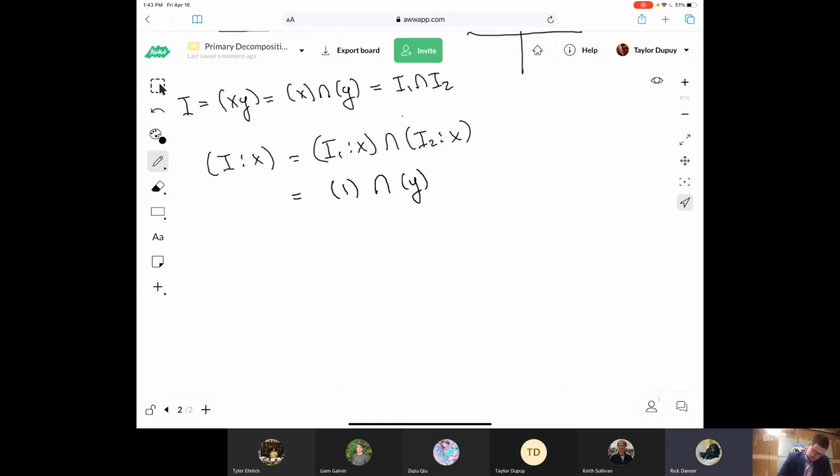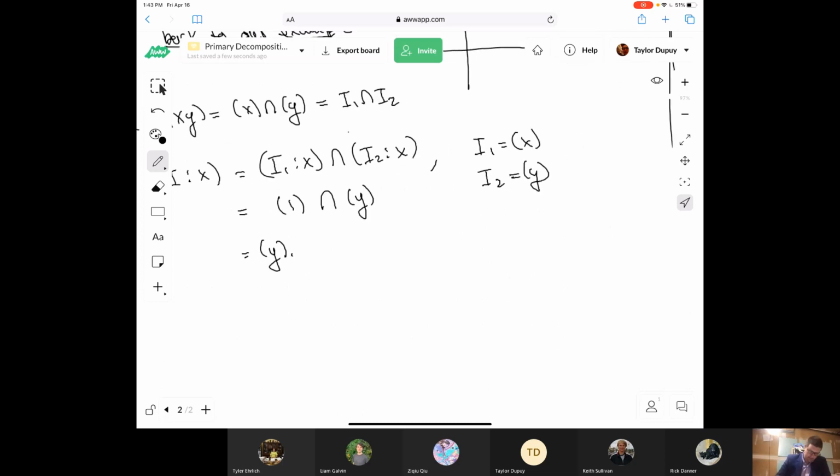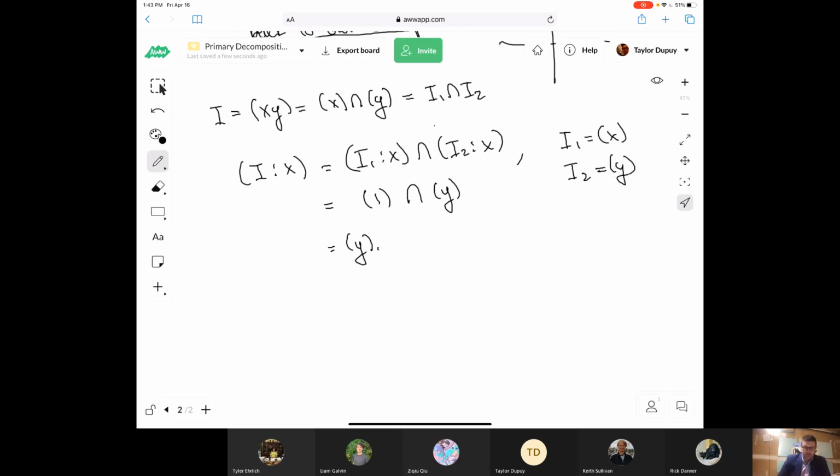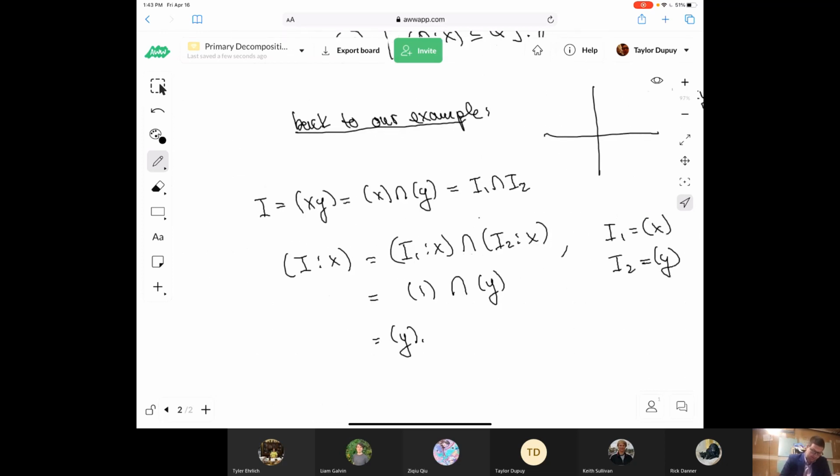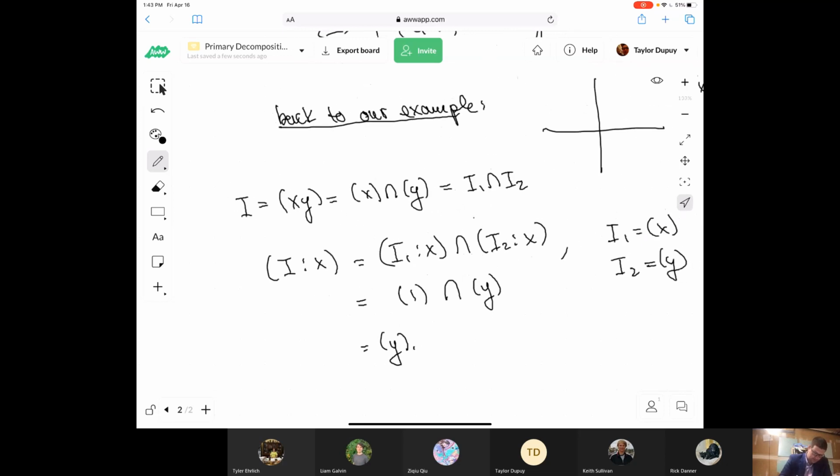Wait, so are I1 and I2 the ideals generated by x and y? Yeah. It's been a while since I checked that the product of x times y is the intersection. Is that true for any ideal? No, it's not true for any ideal. For any ideal we always have that the radicals will be the same, but this is for this ring. So as a warning, it's not true in general here.